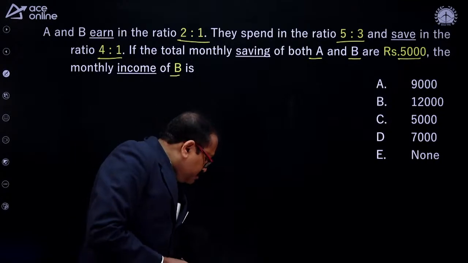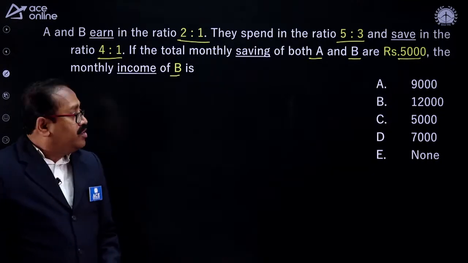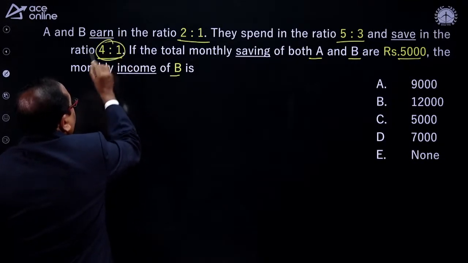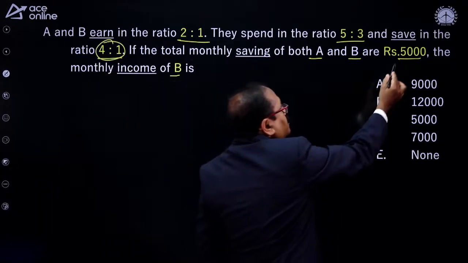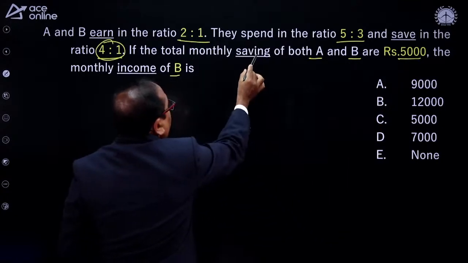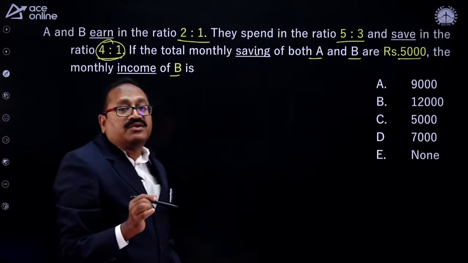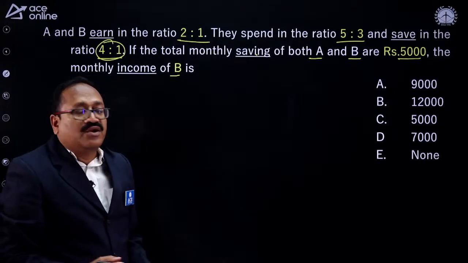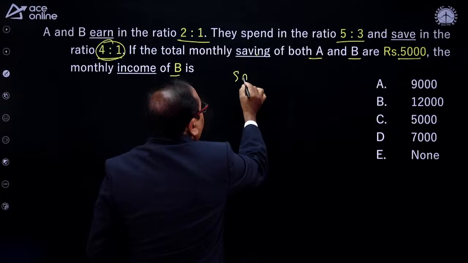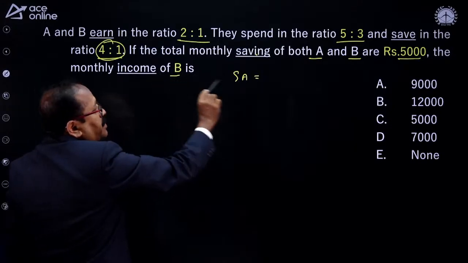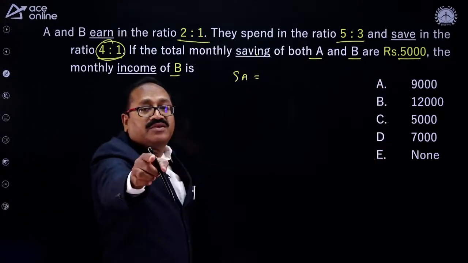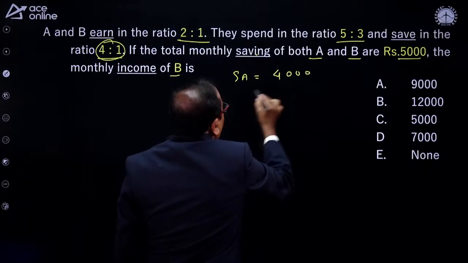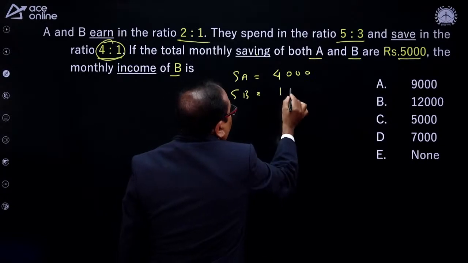Oh, time is up. Okay. Now, I am going to respond to this. As we know, the saving ratio is 4:1, and the total saving of both A and B is 5,000. So one small activity: find the saving of A and the saving of B. The total is 5 parts. Divide 5,000 by 5, we get 1,000. So 4,000 is the saving of A, and the saving of B is 1,000.